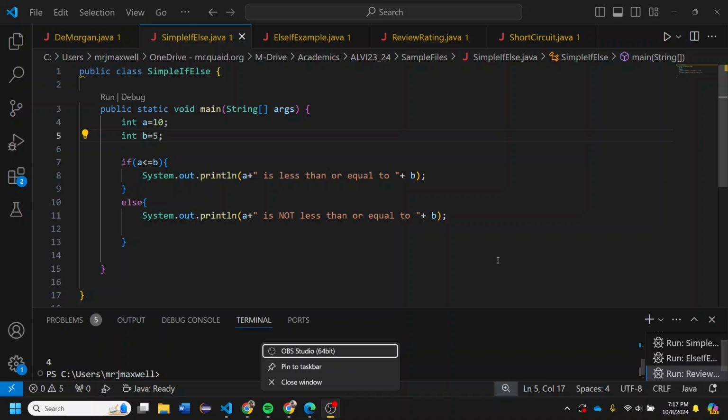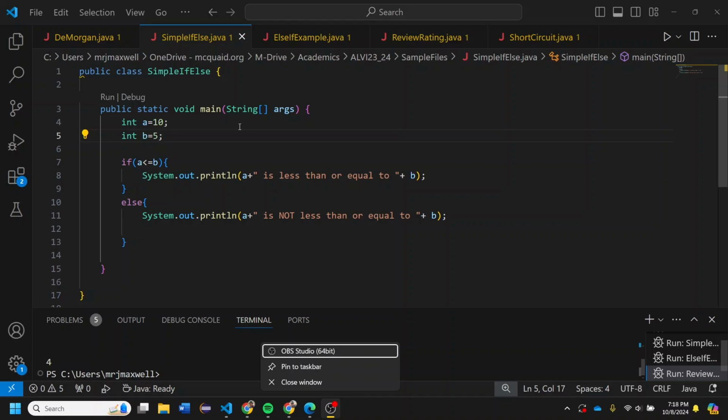So we're going to start off here with a simple if else structure. And here we have A equal 10 and B equal 5. And we ask, is A less than or equal to B? And A is not less than or equal to B. So it goes down to line 10 and executes whatever is in between the braces of the else clause. So it says A is not less than or equal to B because 10 is not less than 5.